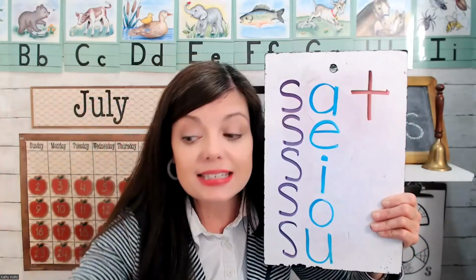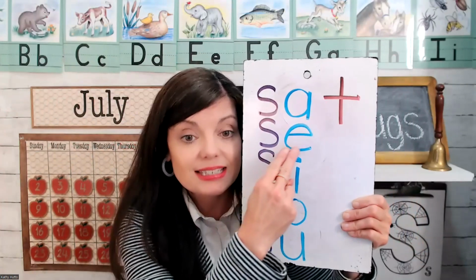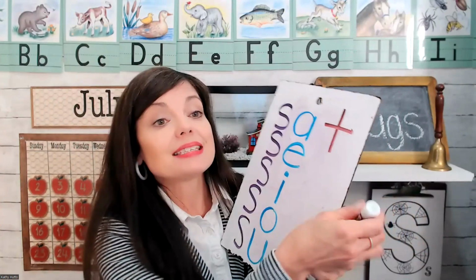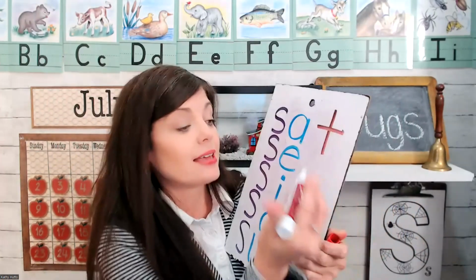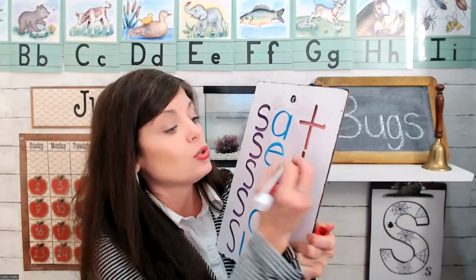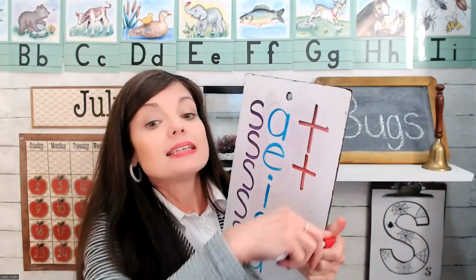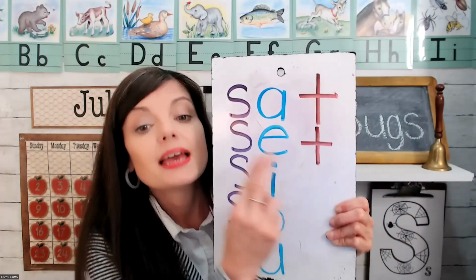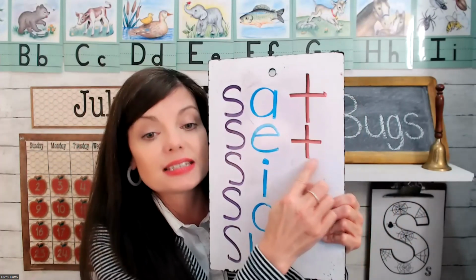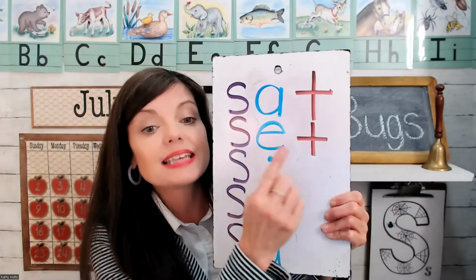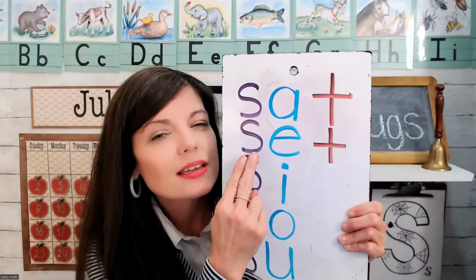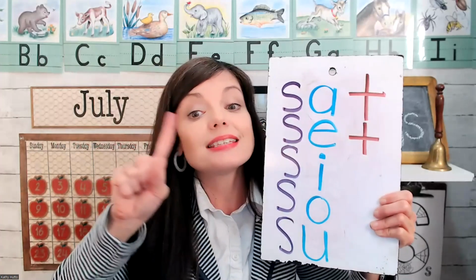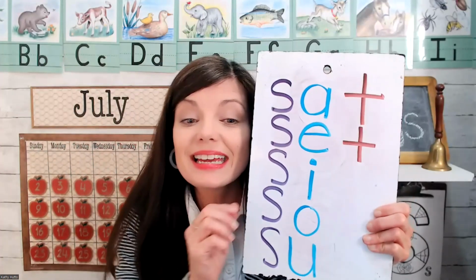Se, se, se. Okay, we're going to put that same letter T at the end. Okay, so you just told me that this is se. T says t. Set. Set. What's this word? Set. Set. Set your cup on the table, please.